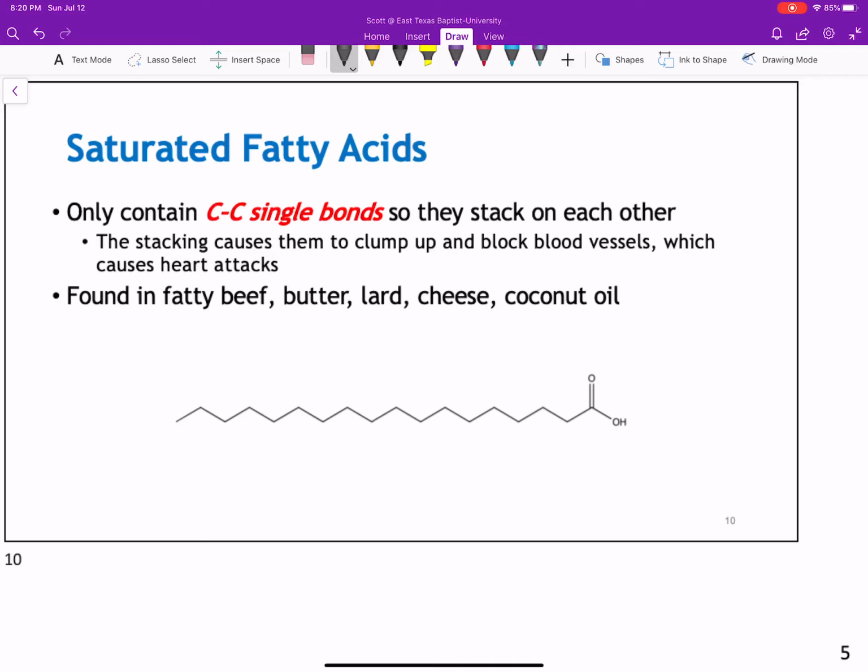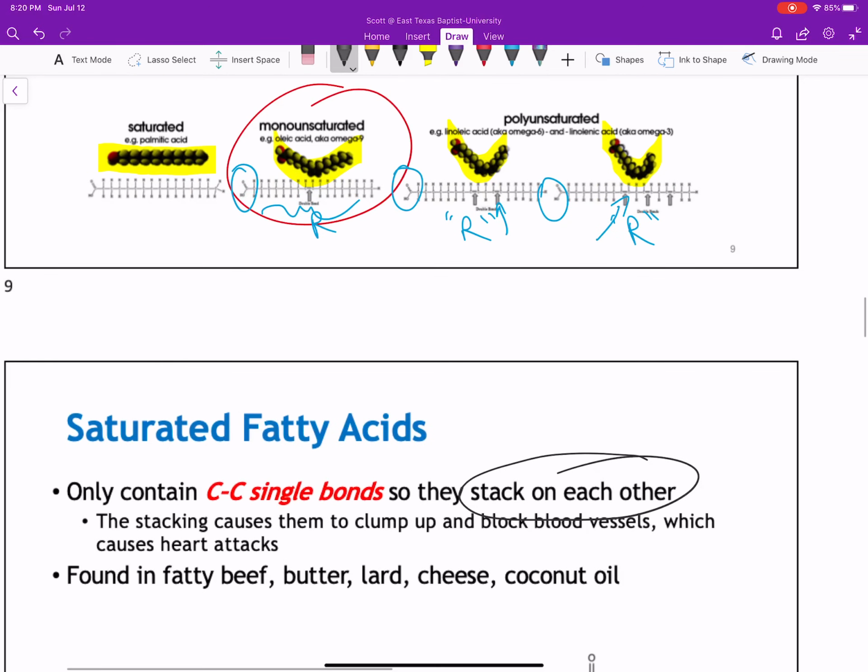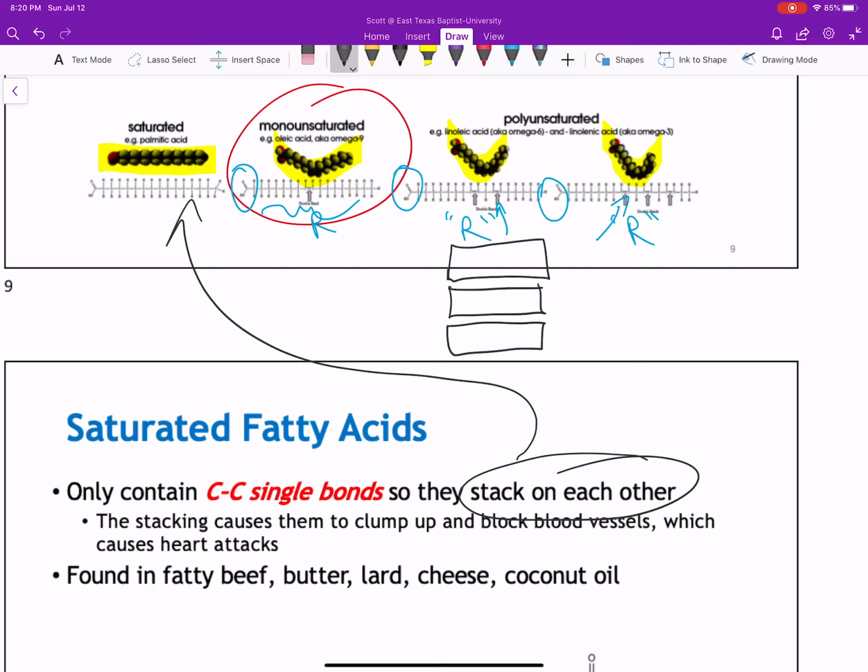Saturated fatty acids contain only carbon-carbon single bonds, so they stack on top of each other. And as I said, that's very important. Why do they stack on top of each other? Well, think of a mason laying down bricks, okay? Whenever things are flat, it's much easier to lay down one on top of another. And this can actually cause clogging to your arteries because it can stack so well. And the reason it stacks so well is because of this nice flat structure.